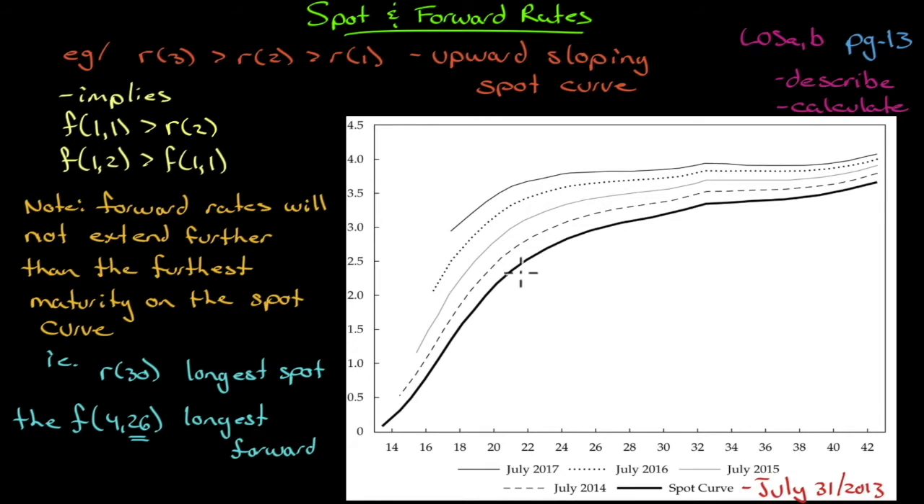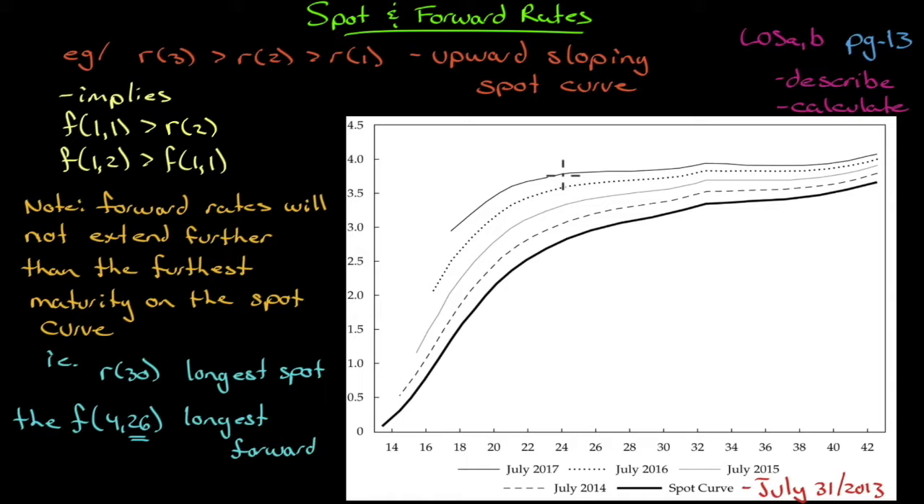So this is an example of actual data, and I just did a screen capture from the text to show you this. The spot curve is the dark line. This is from July 31st, 2013, and each curve above it is one successive year outwards, July 14, 15, 16, 17. So what is this saying? When we look at this, what can we take away from this? What are we expecting? Let's go all the way to the top curve, July 2017.